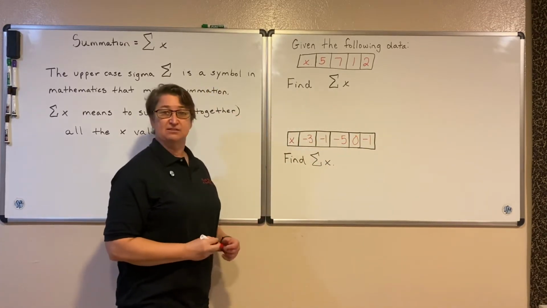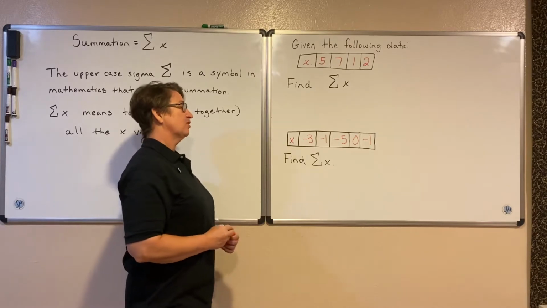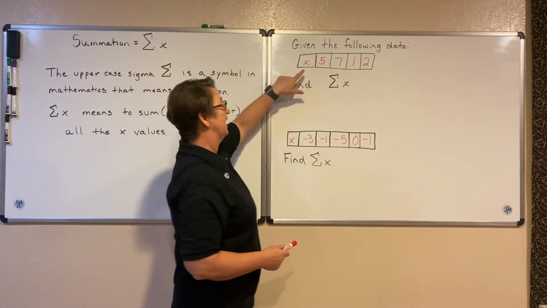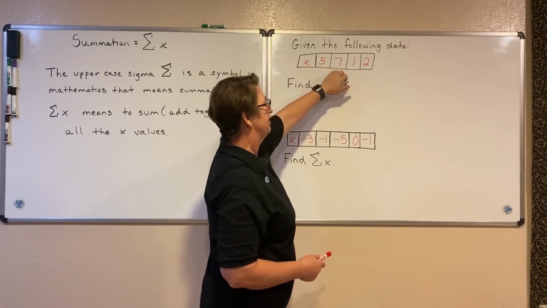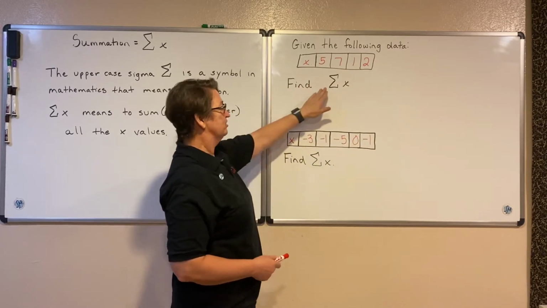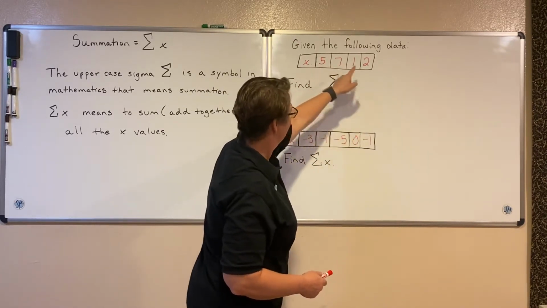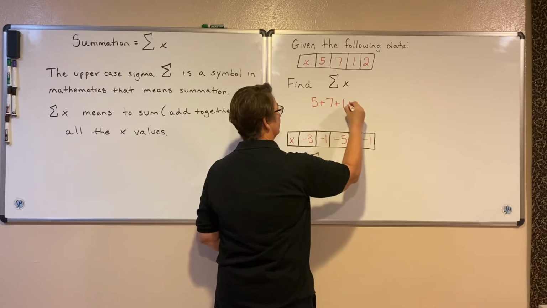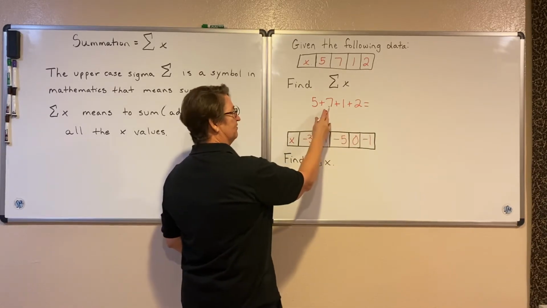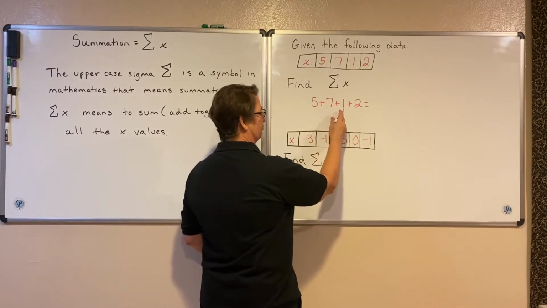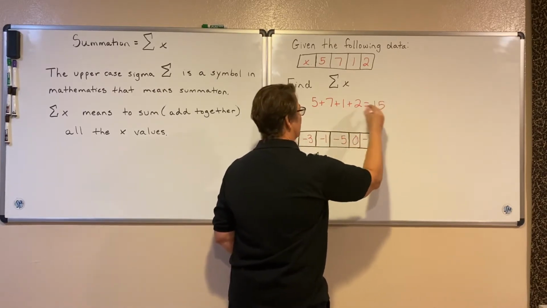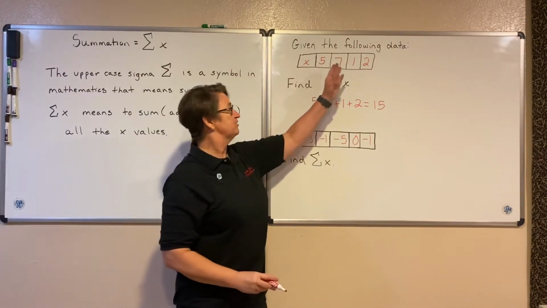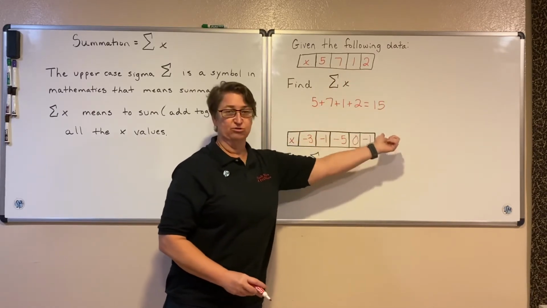So let's use that summation symbol to help us to add. So here we've been given some data. Our x values are 5, 7, 1, and 2. And now we're just going to simply add those values. So I'm just going to take 5 plus 7 plus 1 plus 2. So 5 plus 7 is 12, plus 1 is 13, plus 2 is 15. Notice all the signs were the same, so I'm just adding them together. So to sum all of my data is just equal to 15.